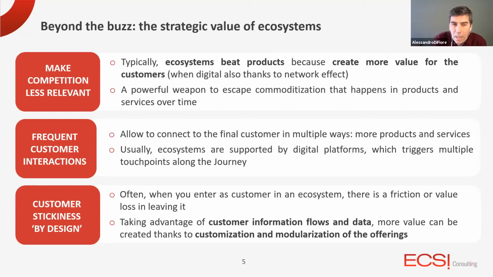The second reason is frequent customer interactions, because most of the times, even if not all the times, an ecosystem is coming with a digital platform. And thanks to the fact that it's coming with a digital platform, there is a possibility to multiply the number of touch points. So the frequency you interact with the customer is much higher for two reasons. The first one is the digital platform. The second one is because you don't interact on a single product or single service, which is the one offered by the incumbent company, but potentially, if you are the orchestrator of the ecosystem, on multiple products and services. So there are two drivers which are increasing the frequency of customer interactions.